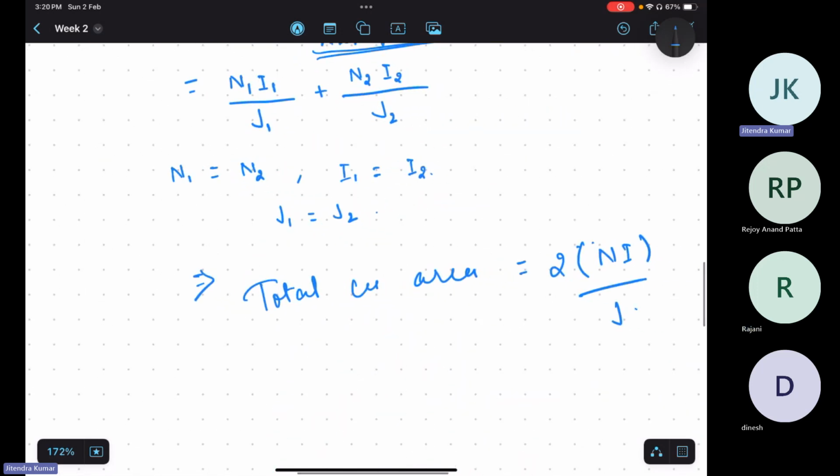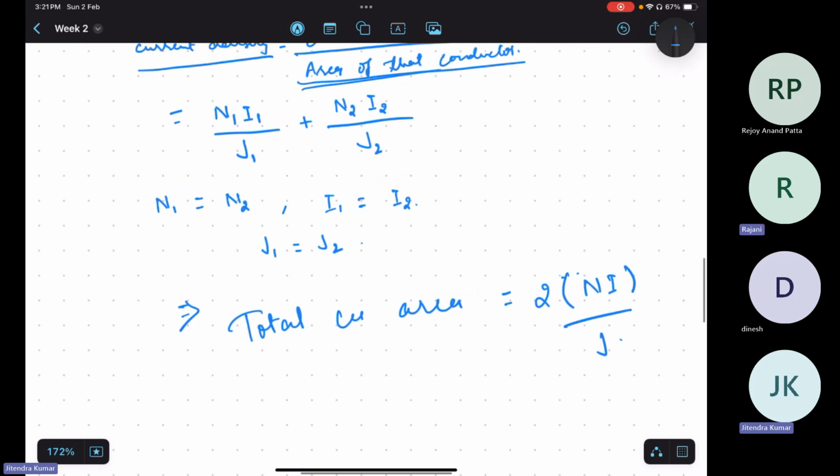Any doubt here? Sir, I have a question. N1 equal to N2, like it's a step down or step up transformer, easy to do, no? So why N1 equal to N2? No, no, it's just a special case, right? When you are making any step up or step down, then these values will be different. Just to simplify this. Okay, sir.